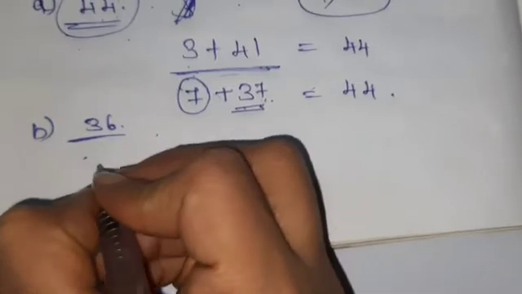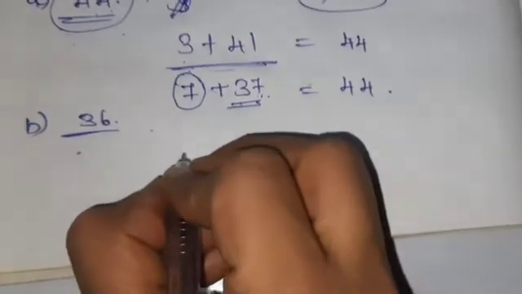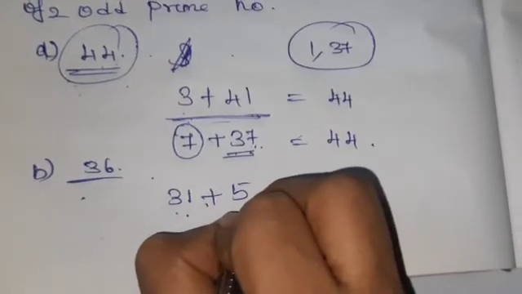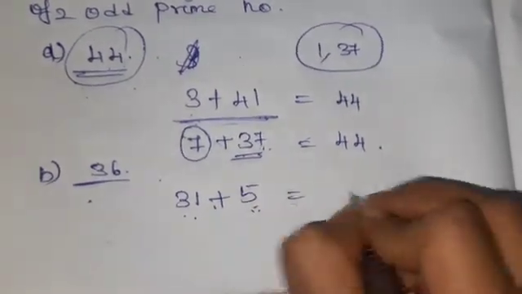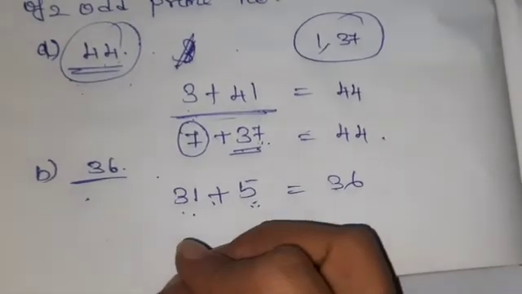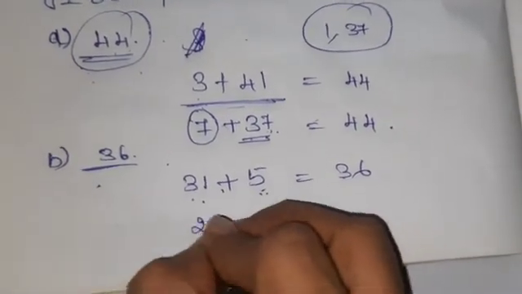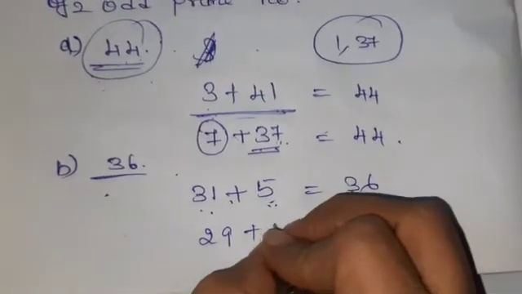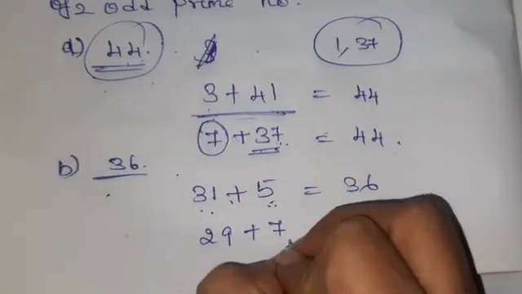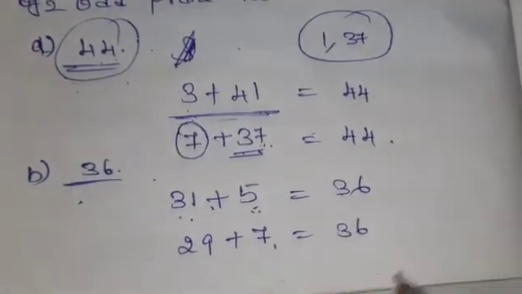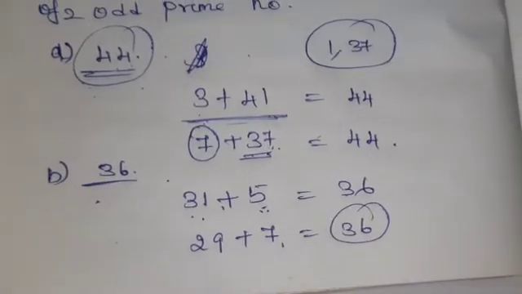Let's do the next problem, 36. 31 is a prime number and 5 is a prime number. When we add these two odd prime numbers, we get the sum as 36. Similarly, 29 is a prime number plus 7. 7 is also an odd prime number. When we add these two, we get the sum as 36.